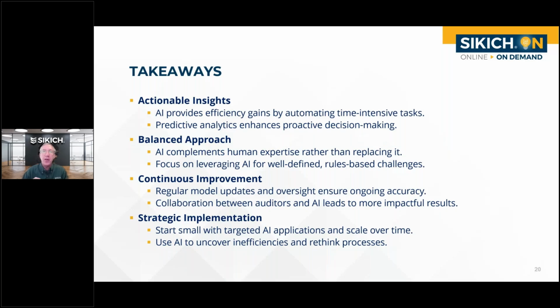Focus on well-defined challenges where AI can shine, while leaving the complex and subjective decisions to humans. Continuous improvement is a key part of this. Regularly look at your models and update, look for bias, etc., see if there's improvements, and foster the collaboration between AI systems and human auditors so that it can unlock impactful results. Start small, learn from what the results are, and then scale thoughtfully to harness the full potential of AI over time.